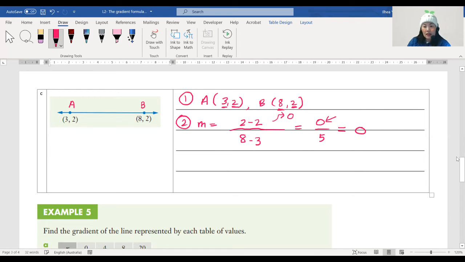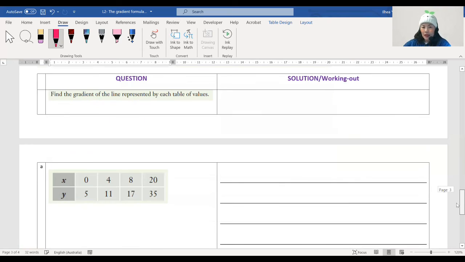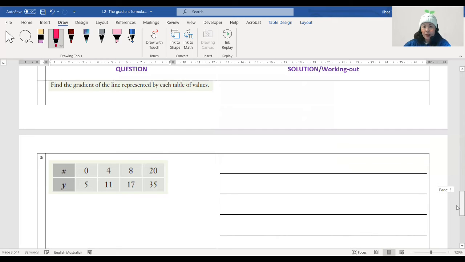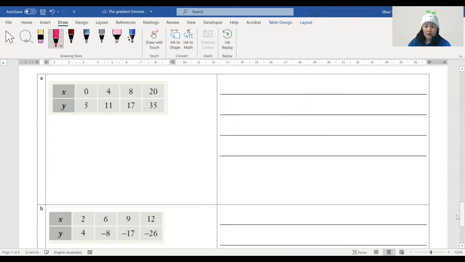Now, as you can see, that means the gradient is 0. When the gradient is 0, it is a flat, straight, horizontal line. So that makes sense. Example 5. Now, we can use a table of values to find the gradient. Remember, at the beginning, you can use 2 points or a table of values. To use the formula to find the gradient, we need 2 points, didn't we? So all you need is to pick 2 points from the table of values.